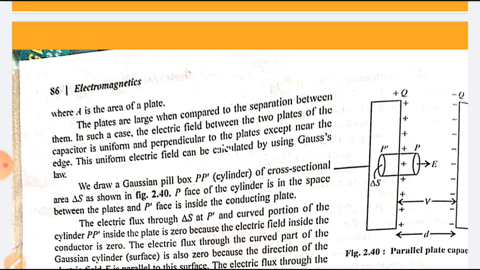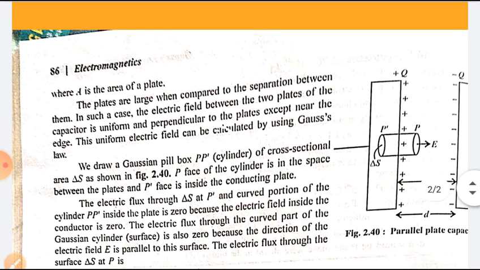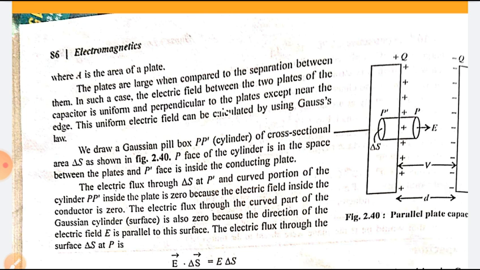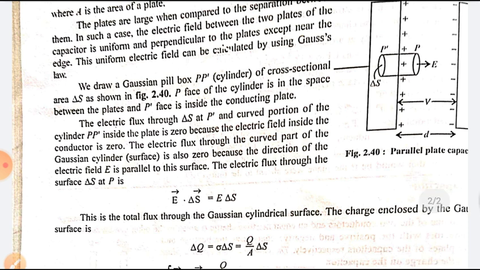The electric flux through the curved part of the Gaussian surface is also 0 because the direction of the electric field E is parallel to this surface. The electric flux through the surface delta S at P is equal to E dot delta S, which is E delta S. This is the total flux through the Gaussian cylindrical surface. The charge enclosed by the Gaussian surface is delta Q is equal to sigma delta S, which is Q upon A delta S.